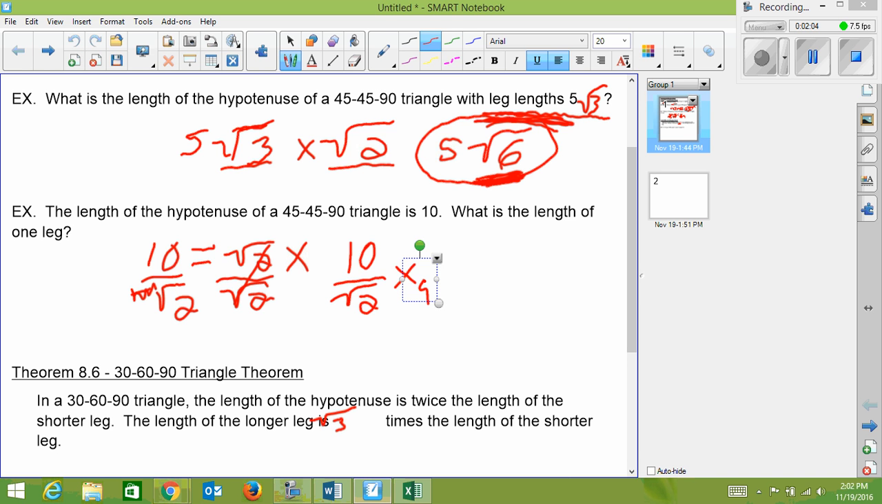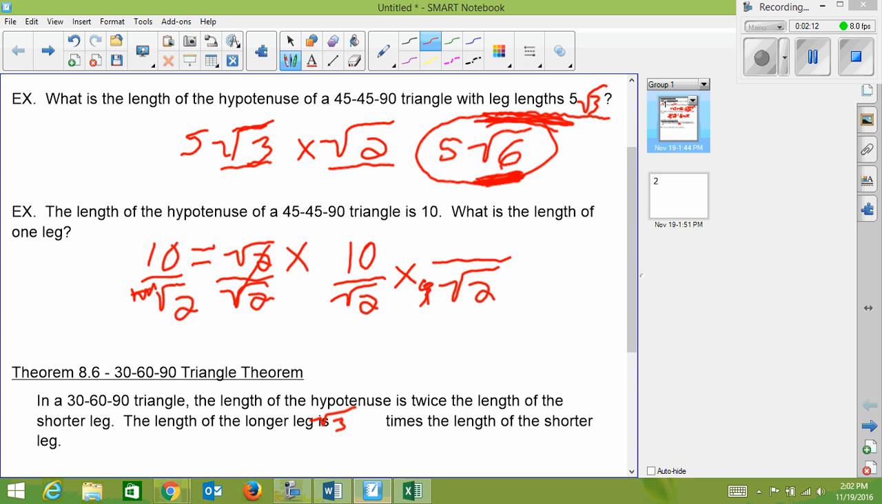The only way to do that is to multiply it times something that would be equal to 1. So square root 2 divided by square root 2 is going to be 1. If I take square root 2 times square root 2 on the bottom, you get square root 4, and on the top, you have 10 square root 2. The square root of 4 comes out evenly, so now it's 10 square root 2 over 2.